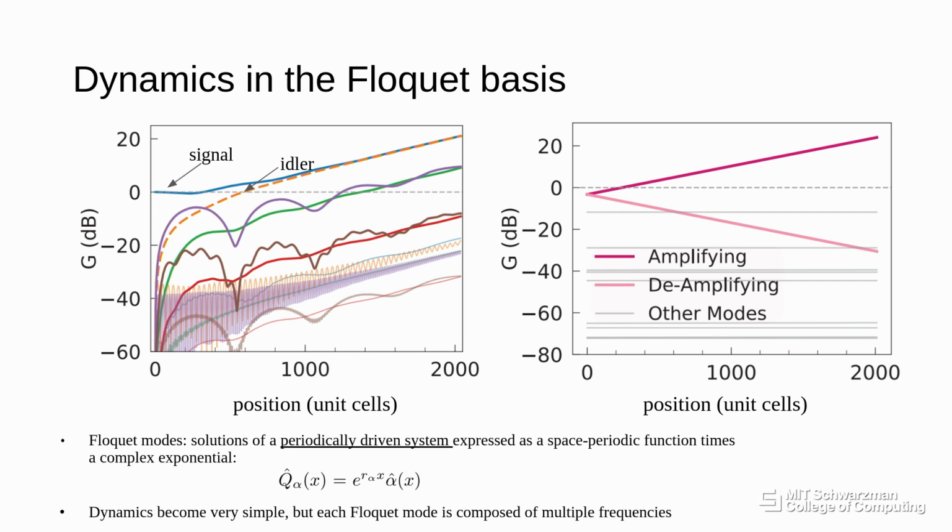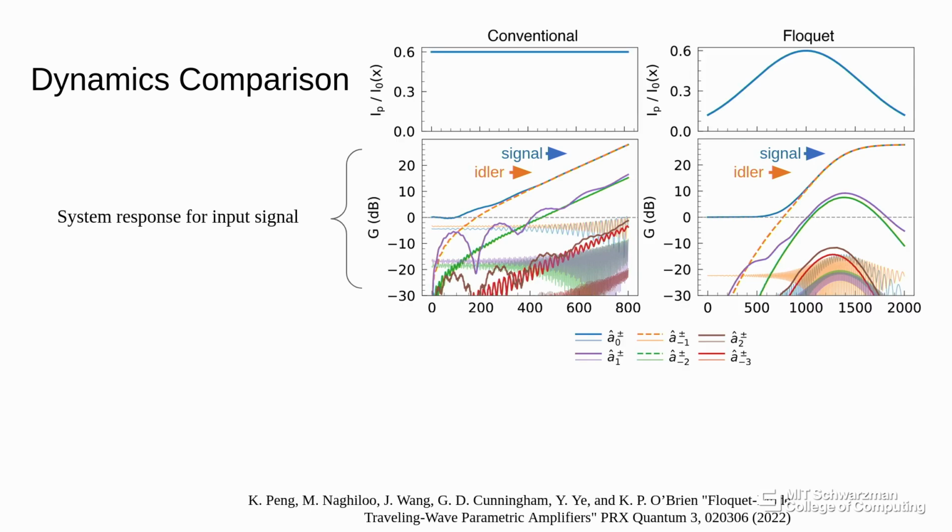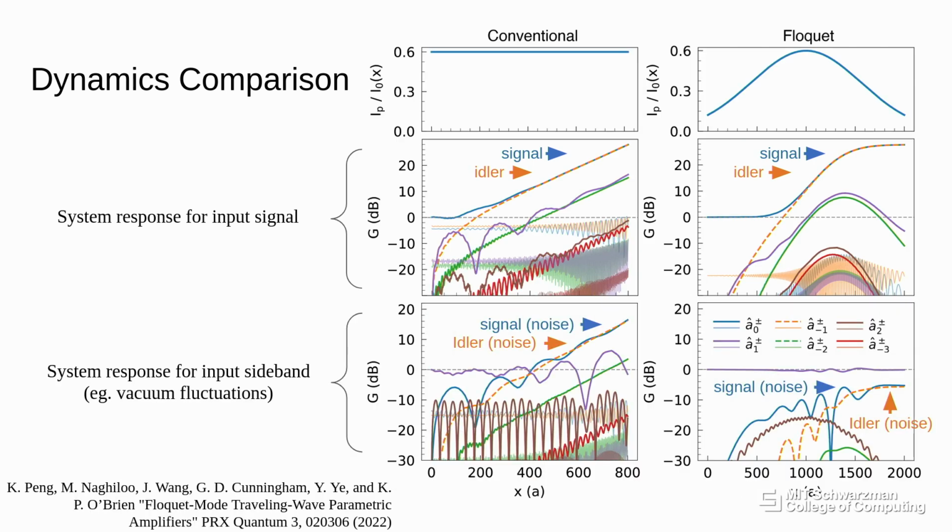Another way to think about this is to look at the dynamics of this amplifier, where you inject the signal, and it creates the amplified signal and the idler, the blue and the orange line. This is what you want, but it also generates all this other stuff. But if you look at this in a different basis, called the basis of Floquet modes, then you find that it looks really simple, and you only have these two modes that do anything useful. Our idea was that we can adiabatically interact with these modes, and it turns out that if you do this, then you can eliminate the contribution of all these noise modes at the output.